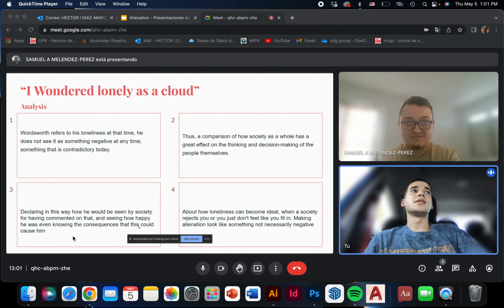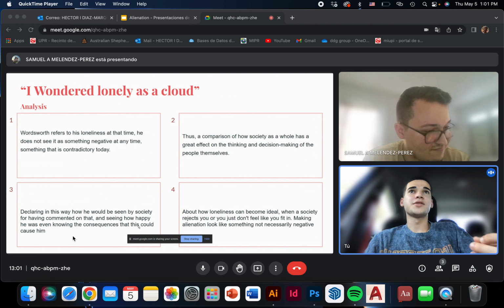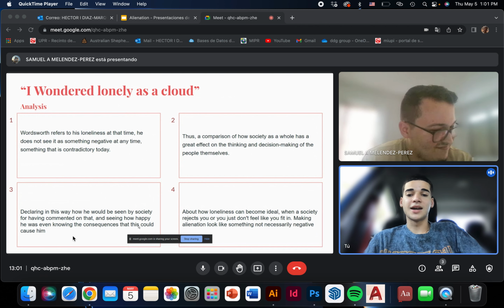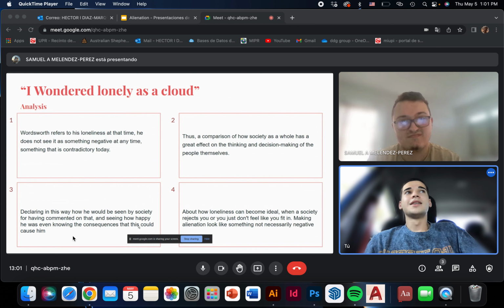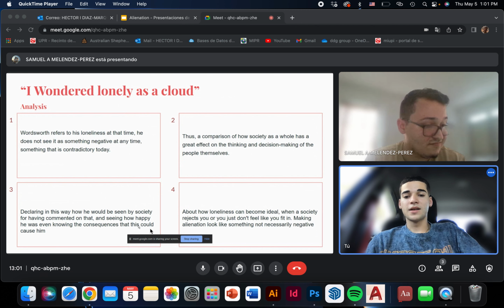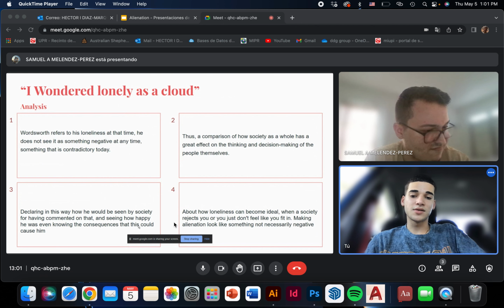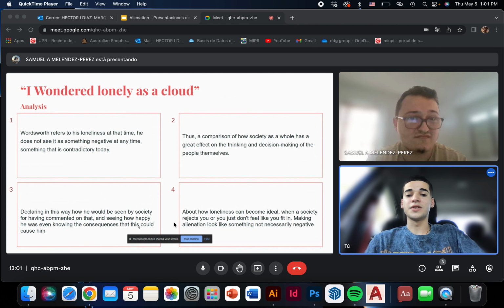I think this because in that part of the poem he says "gay," or something like that, and I believe he refers to himself as being gay and how society has rejected him for just being gay. That is something that today's society has also shown. And the last one is about how loneliness can become ideal when a society rejects you or you just don't feel like you fit in, making alienation look like something not necessarily negative.